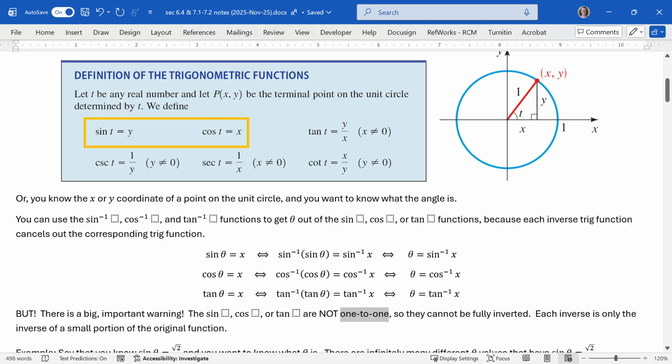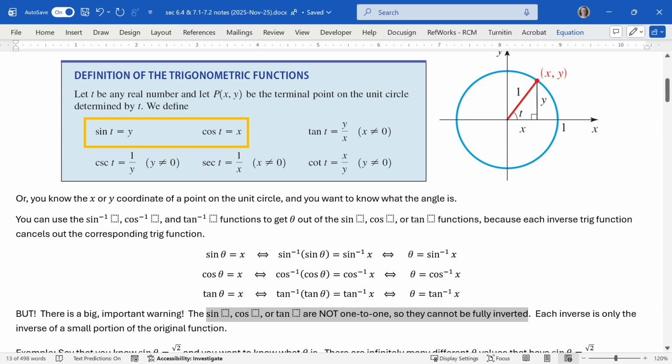So I'll explain this more in a second, but basically sine, cosine, and tangent: sine and cosine look like waves, and tangent, it's not exactly a wave, but it is a repeating function. So none of these three is one-to-one. They all super duper fail the one-to-one horizontal line test. So they cannot be fully inverted.